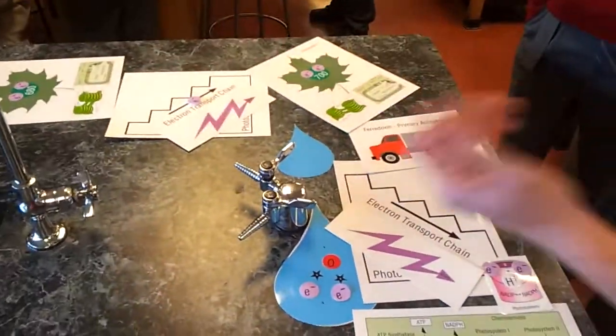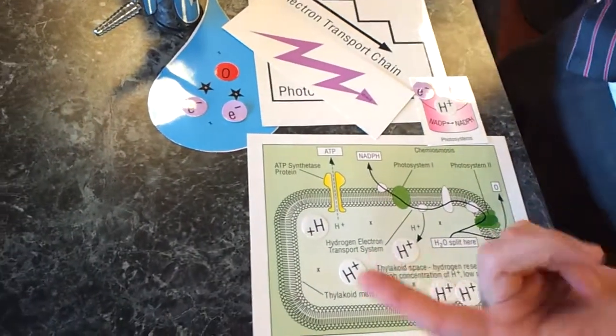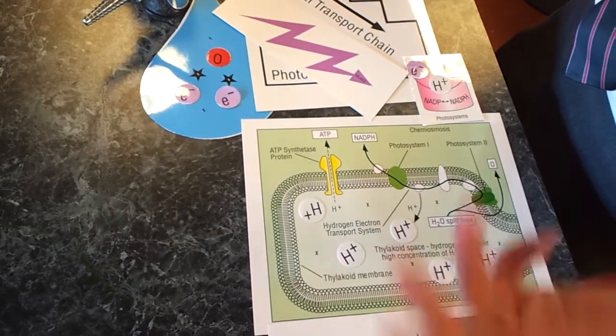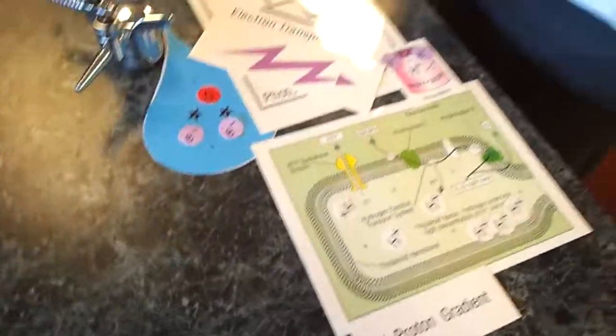Since non-cyclic photophosphorylation is a constant and ongoing process, light and NADP are constantly available, and photosystems 1 and 2 reoccur almost instantly. Once there is a high concentration of H+ ions in the thylakoid, chemiosmosis takes place.